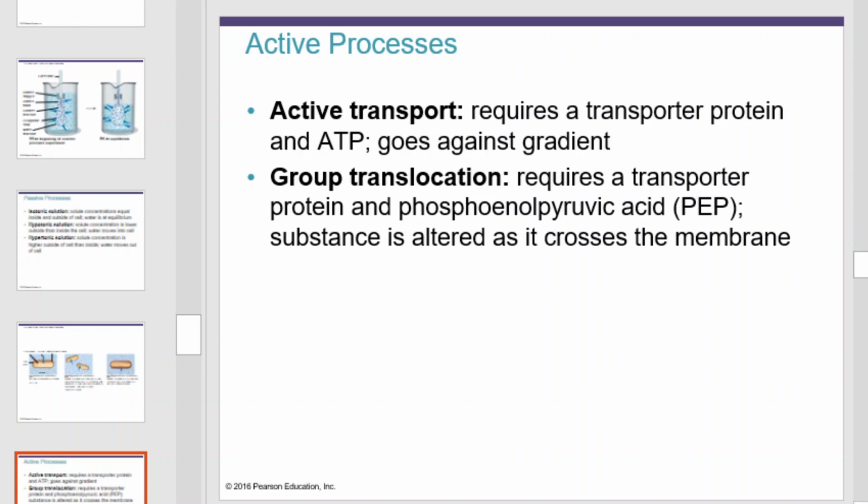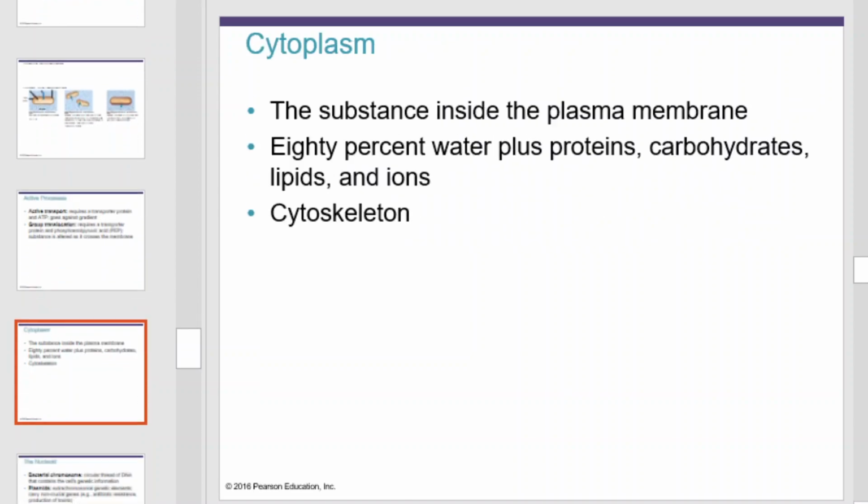Active transport. Active transport requires a transporter protein and ATP. It also goes against the concentration gradient. Group translocation, which is a form of active transport, requires a transport protein and phosphoenolpyruvic acid, or PEP, which is a substance that is altered as it crosses the membrane.